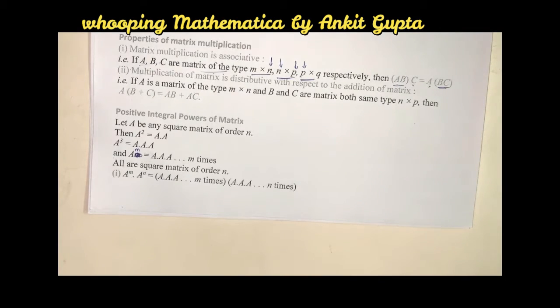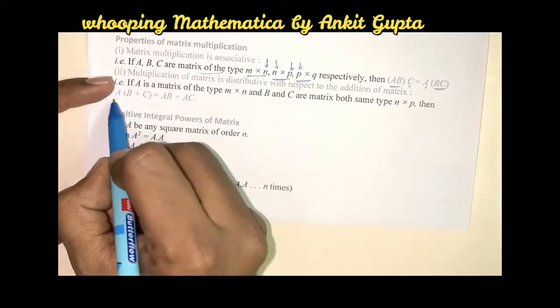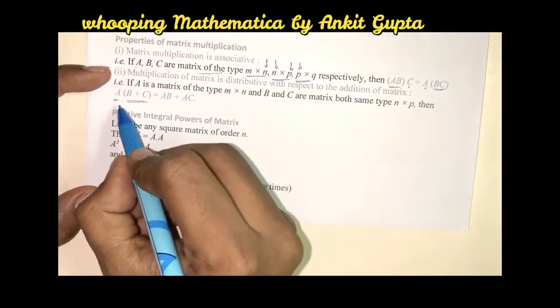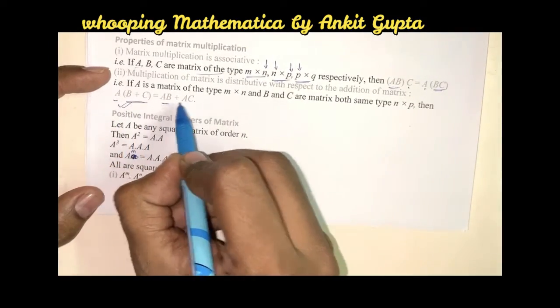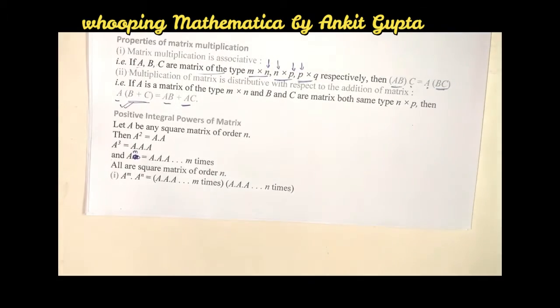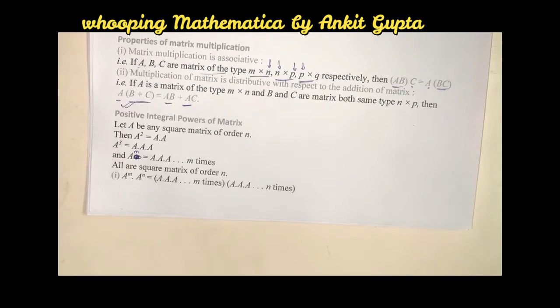Second, it is distributive over addition, which means that if A is multiplied with the sum of the matrices B and C, then the product we get is the same as AB plus AC, that is, the product of AB and the product of AC, added together. Here one thing is very important: the products AB and AC should be defined.